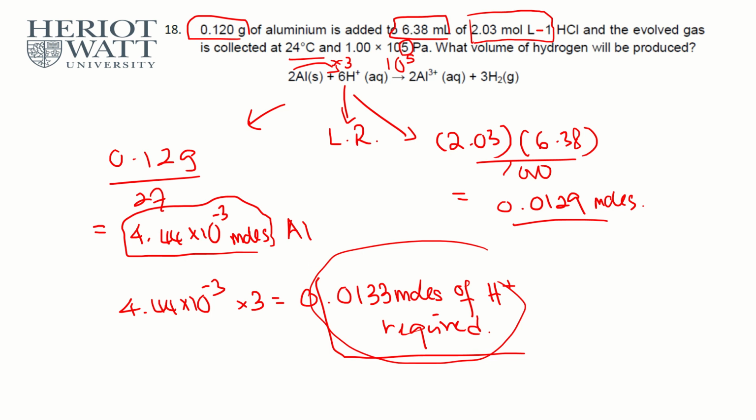Agree? So if you have less than what we need, which is 0.0133, then your acid is the limiting reagent. So whatever product is produced is based on the limiting reagent. All right, so I have 0.0129 moles of acid. This is the limiting reagent. It's all based on that.